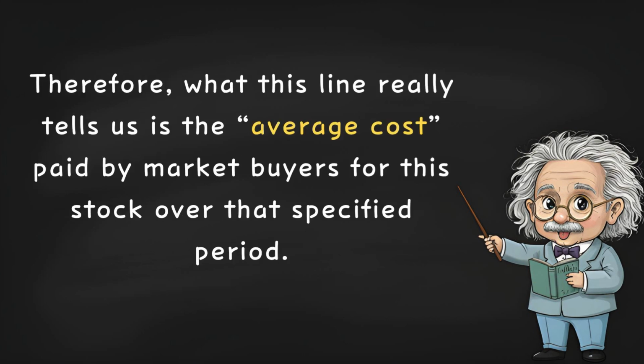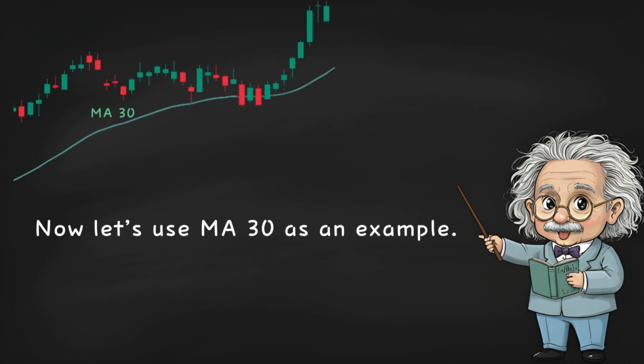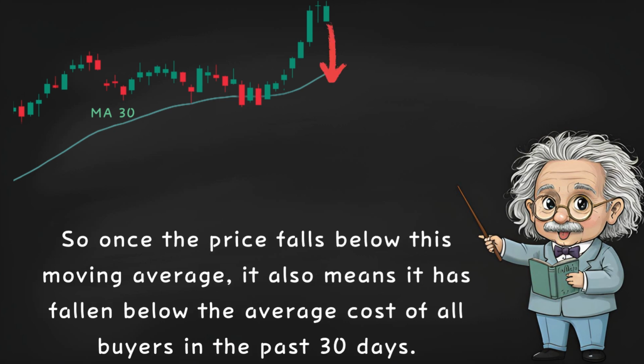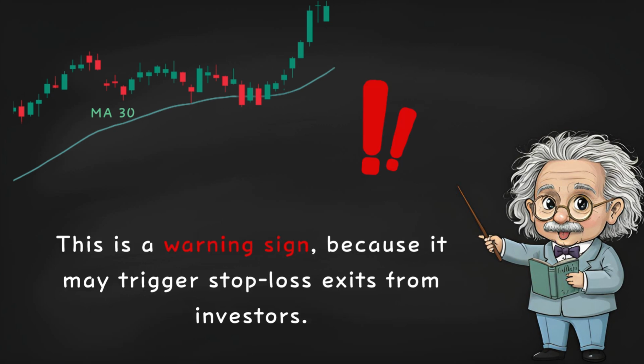Understanding the arithmetic logic behind MA, you can now see that MA actually takes the closing prices of a specified number of days, sums them, and averages them. Therefore, what this line really tells us is the average cost paid by market buyers for this stock over that specified period. Now, let's use MA30 as an example. When you see this line, you can think of it as the average cost of all buyers who bought this stock in the past 30 days. So once the price falls below this moving average, it also means it has fallen below the average cost of all buyers in the past 30 days. This is a warning sign, because it may trigger stop-loss exits from investors.